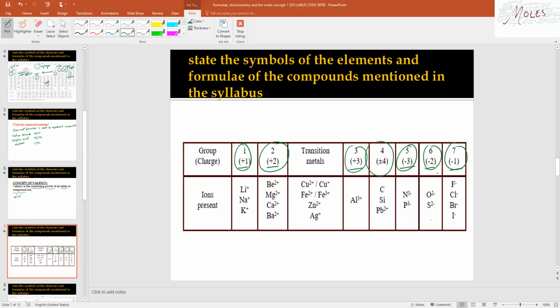In the case of transition metals, except zinc, all have more than one charge or valency. You see, copper has +2 as well as +1. Similarly, Fe has +2 as well as Fe3+. Zinc does not follow this trend. It has a fixed valency, that is +2.